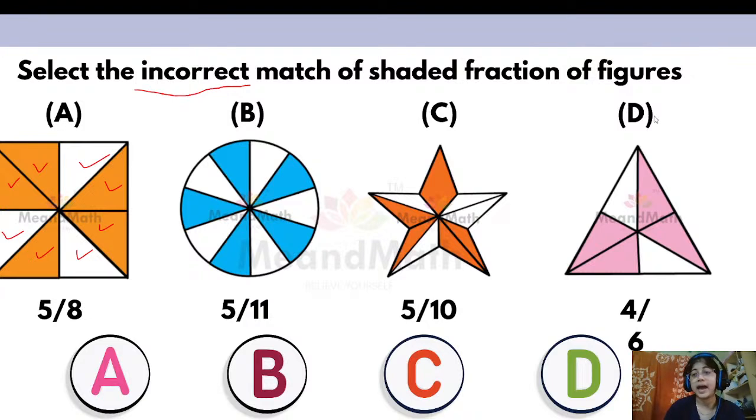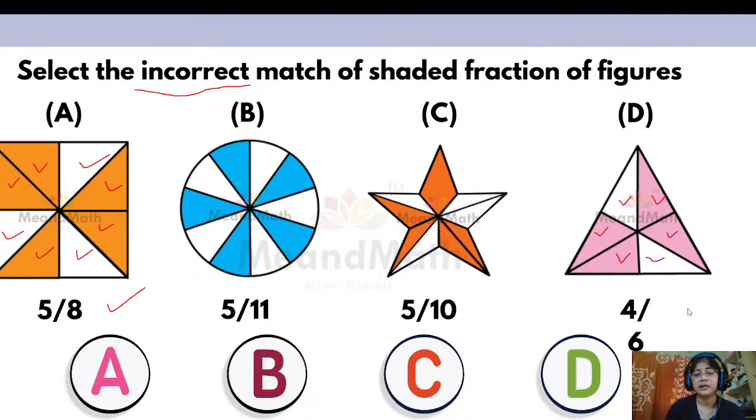Okay. And for D, since none of you said D, we can check whether D is showing the correct one or not. So it is again divided into 1, 2, 3, 4, 5, and 6. So 6 is the denominator. And out of that, 4 parts are colored. So 4 by 6, 4 is the numerator. This is also showing correct.